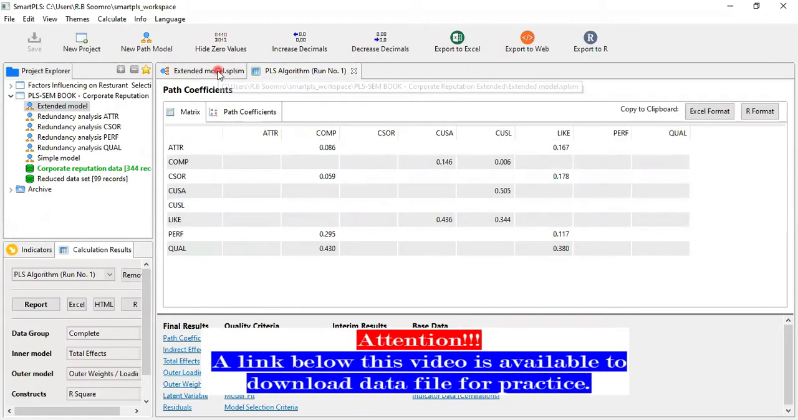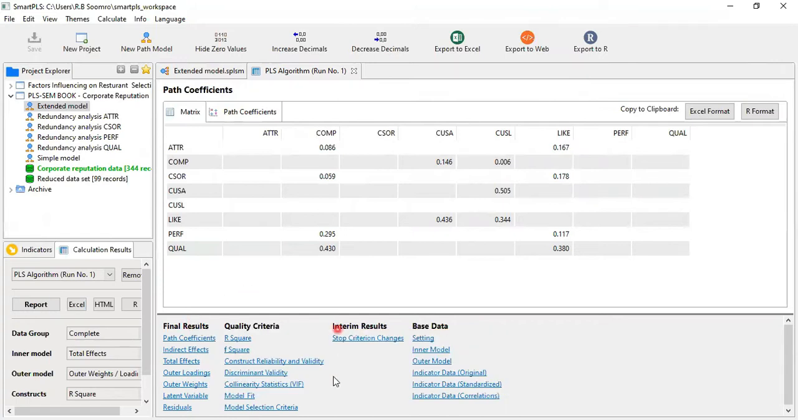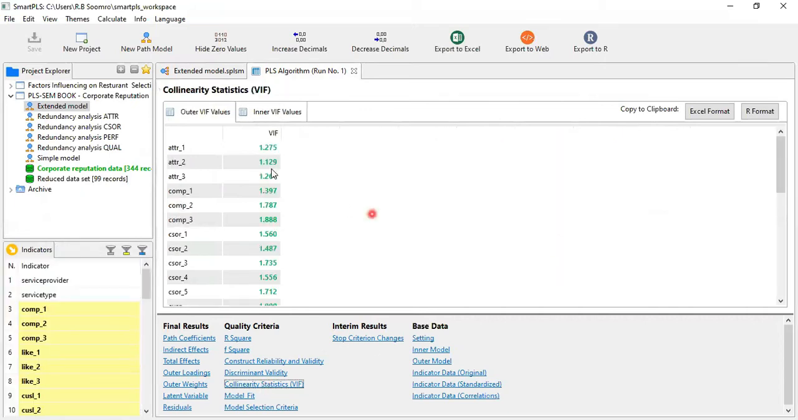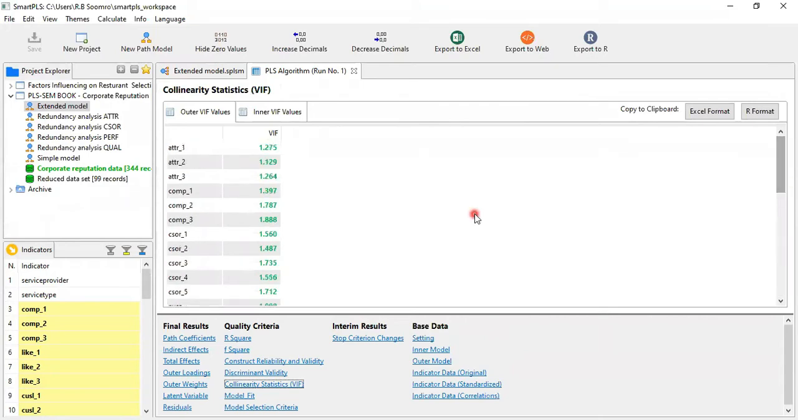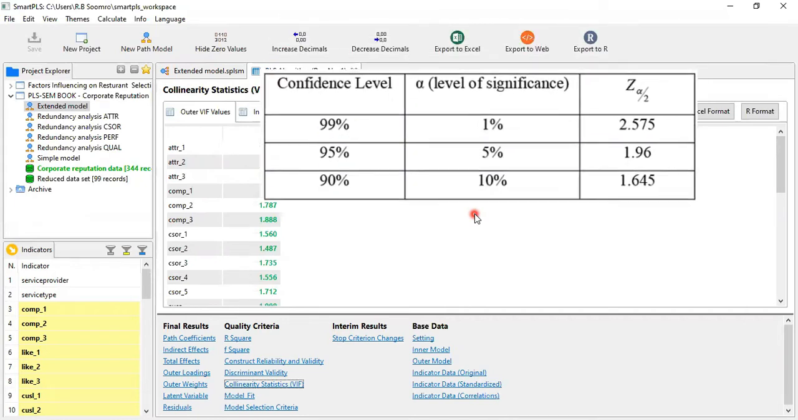Now, one method is to check through the quality criteria. In the quality criteria, the quality statistic or VIF is available. In this one, I think there is no violation. Now all the indicators of all your constructs are well below our benchmark. There are three benchmarks.